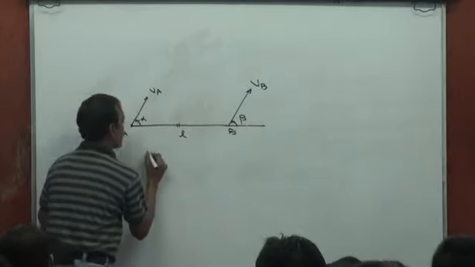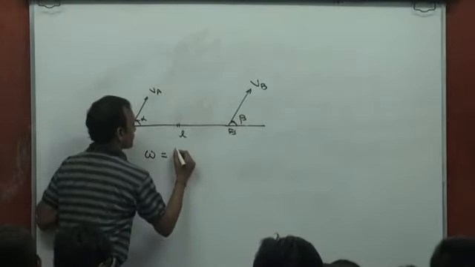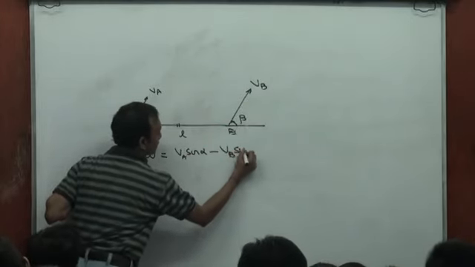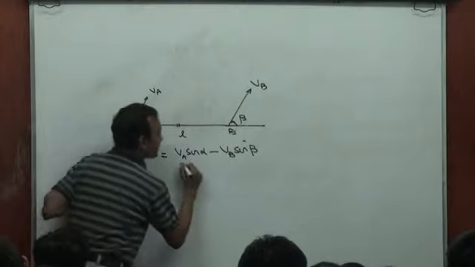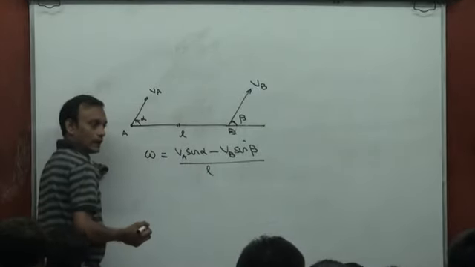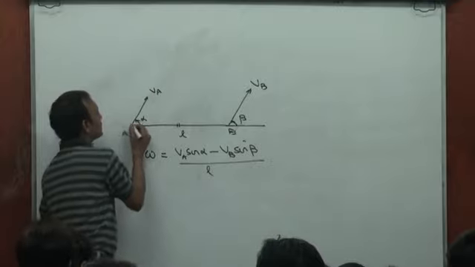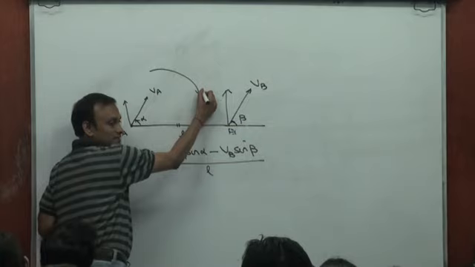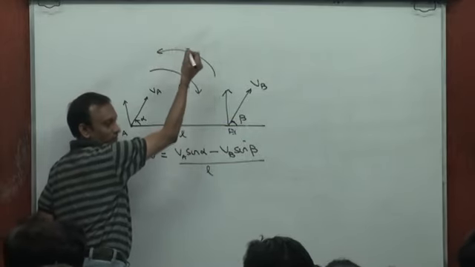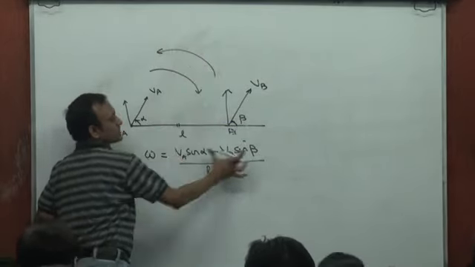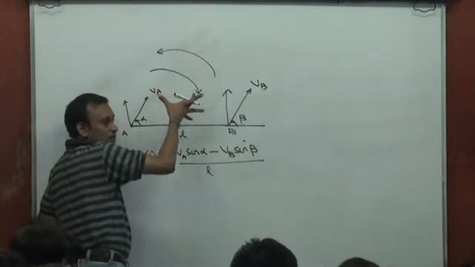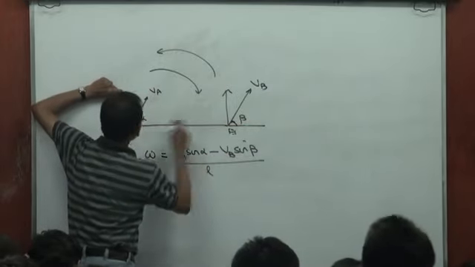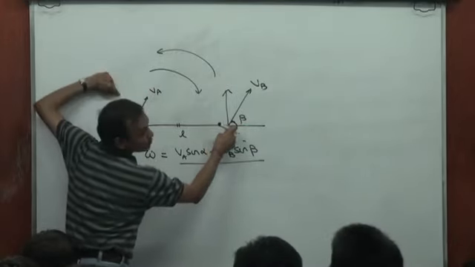So, the omega of the rigid body was obtained as VA sin alpha minus VB sin beta, the relative velocity perpendicular to AB, divided by L. Now, in case VA sin alpha was larger than VB sin beta, omega would be like this. Otherwise, omega would be like this, the orientation of omega. If this was larger, then the omega would have been like this. Because this point B would find A to have a higher velocity. So, it's as if with respect to B, A would be moving like this.